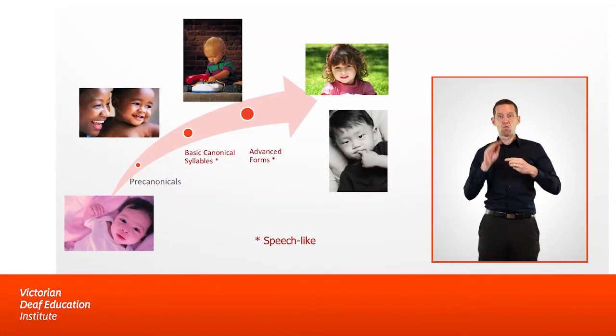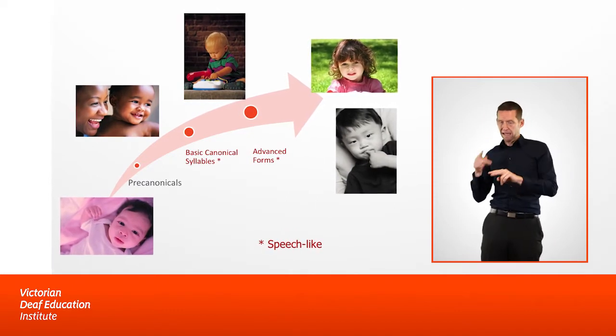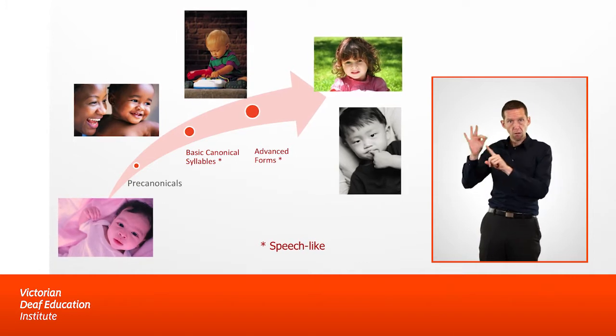So the premise of the CASP is that we want to capture children's progress toward more speech-like sounds. We go from the pre-canonicals to the basic canonical syllables and the advanced forms, and we want to see children making those gains. So how do we give the CASP?